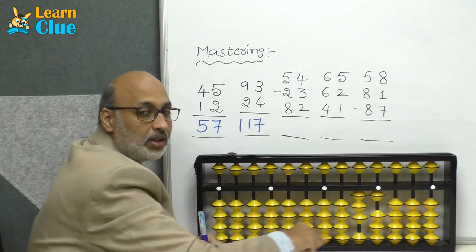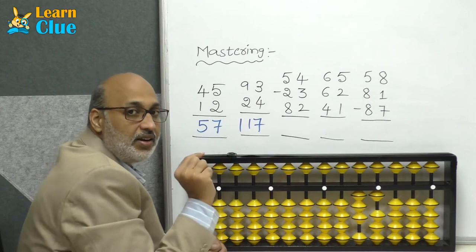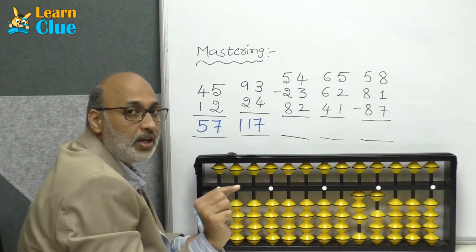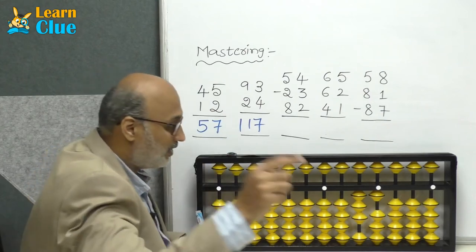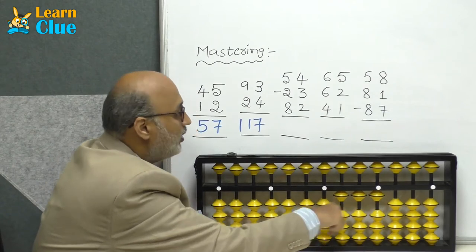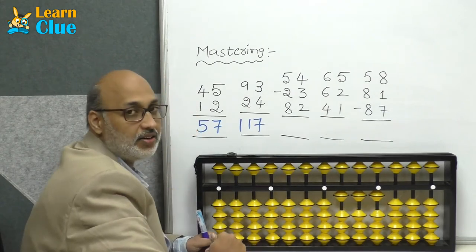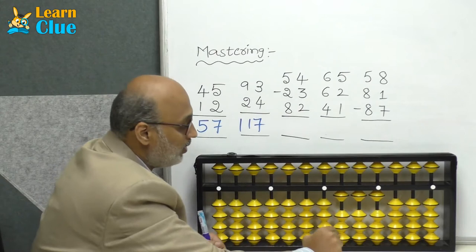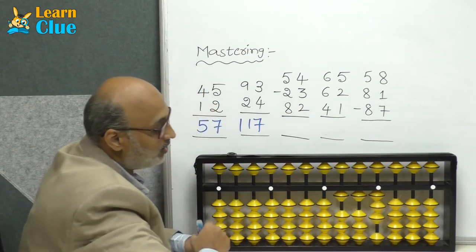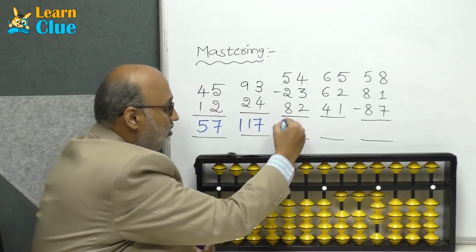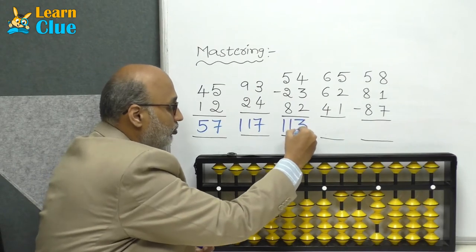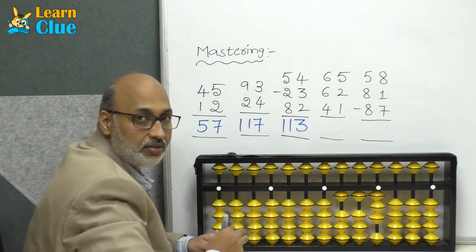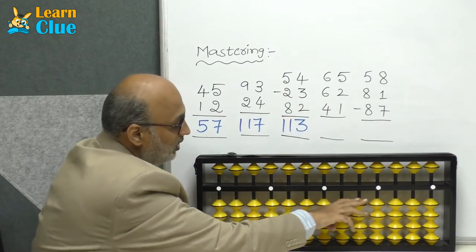In tens place, what could be the thing? Plus 80 is equal to minus 20 plus 100. Exactly, minus 20 plus 100 is the technique for plus 80. Now they are asking plus 2, which is direct. Now the answer is 113. Okay, clear the abacus.